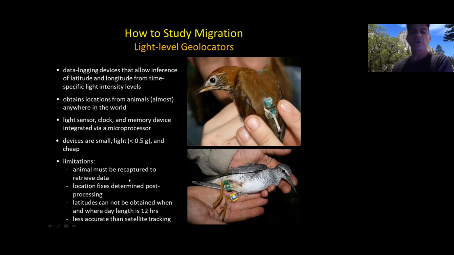And the geolocators are only recording light levels. So the location fixes, you don't just take the geolocator off and you have location data. What you have is light level data that you then have to post-process in order to get the location fixes. And as you'll see, latitudes cannot be reliably obtained when and where day length is 12 hours. And I'll come back to why that is. And then finally, you'll also see that these are less accurate than satellite tracking.